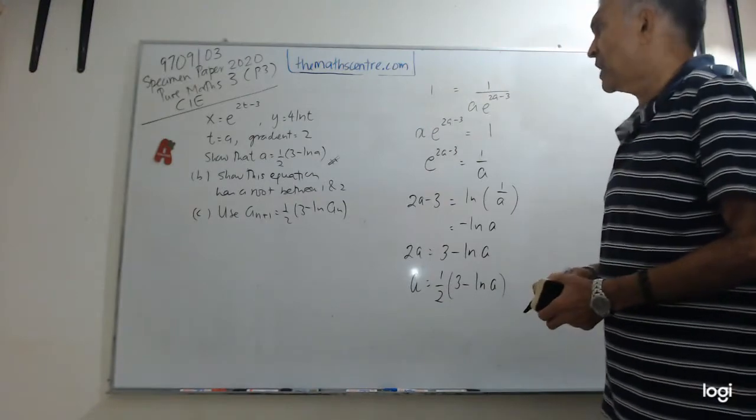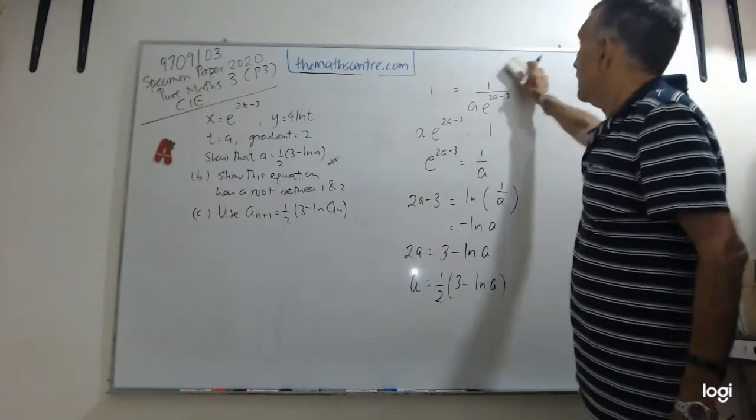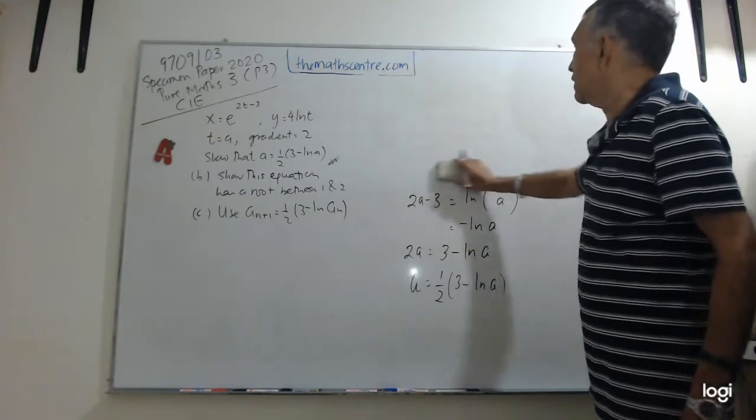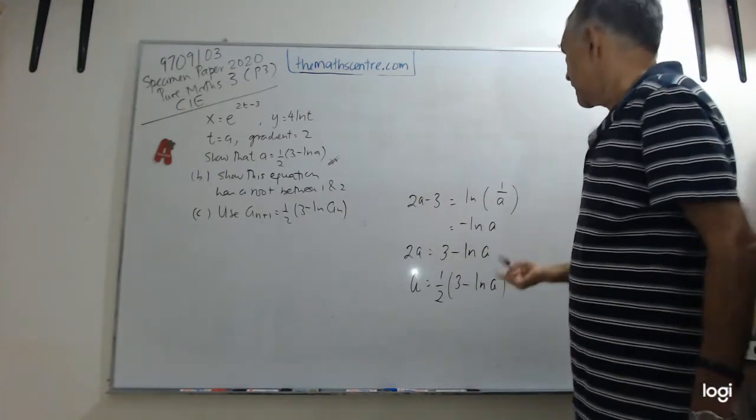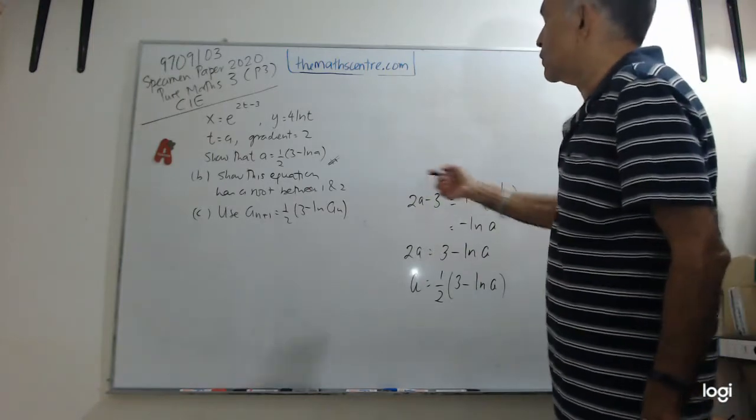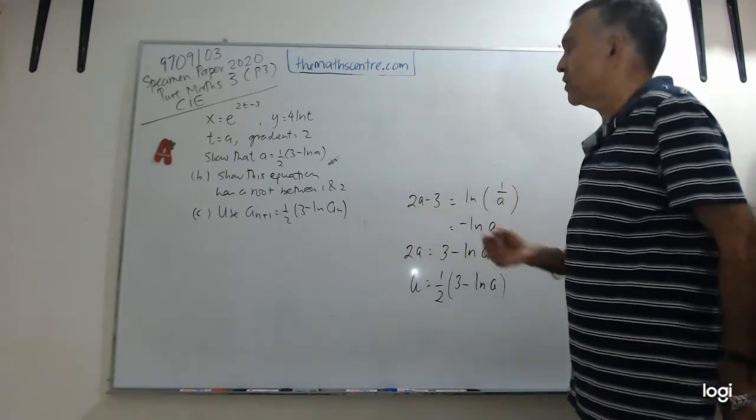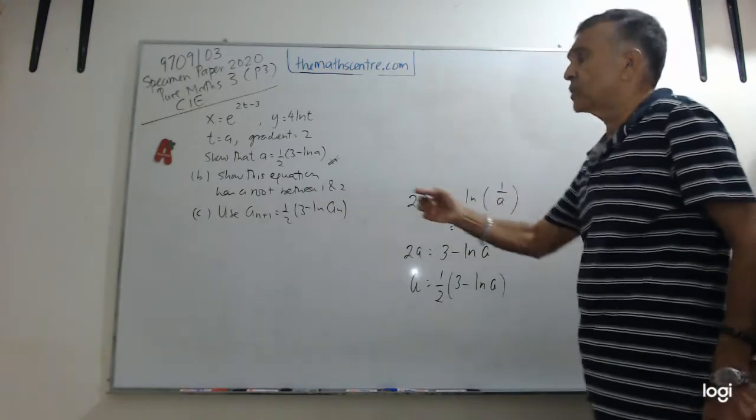So that's the first part, and let's quickly breeze through the next two parts. They're very easy to do. Just a bit of calculator work on the last part. So you have an equation, a equals a half (3 minus ln a). You're asked to show this equation has a root between 1 and 2.